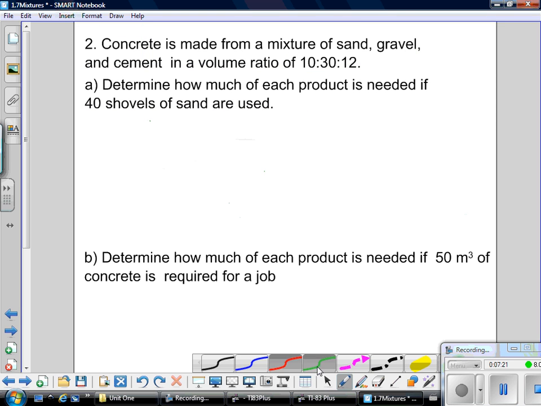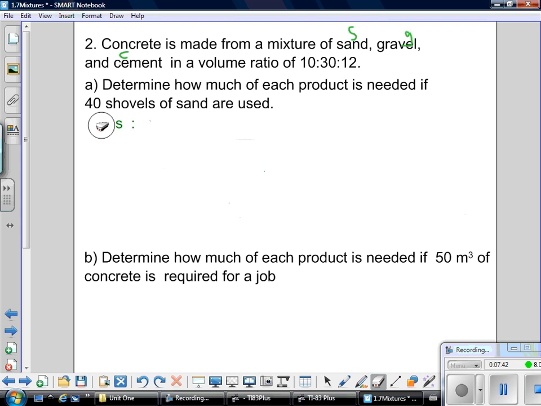The letters I'm going to use are S for sand, G for gravel, and C for cement. Because if I put all those together, I get concrete. Just like the other question, if I put all the things together, I get bronze. So when I look at this now, I have the ratio of sand to gravel to cement. Now they tell me that that ratio of sand to gravel to cement is 10 to 30 to 12.